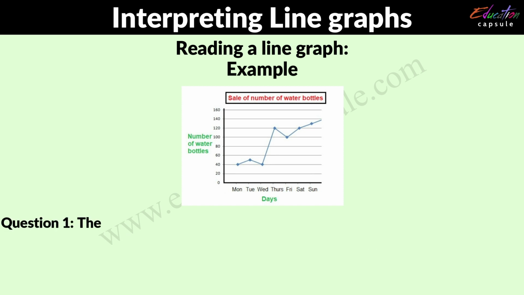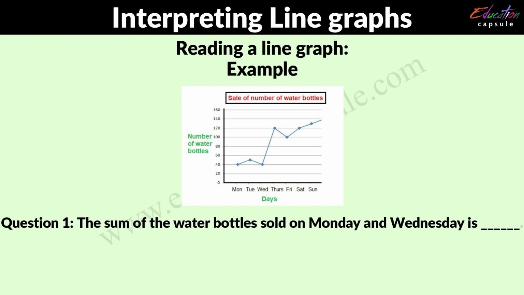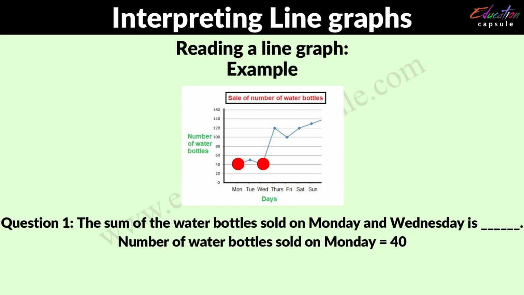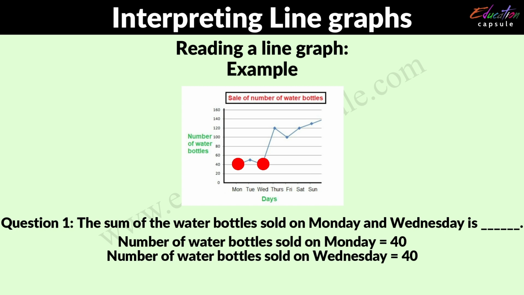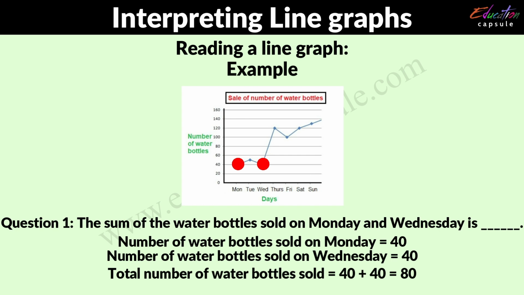Question 1. The sum of the water bottles sold on Monday and Wednesday is. Now, for answering this question, we will look at the points marked on the graph. Number of water bottles sold on Monday is equal to 40. Number of water bottles sold on Wednesday is equal to 40. So the total number of bottles sold is equal to 80.